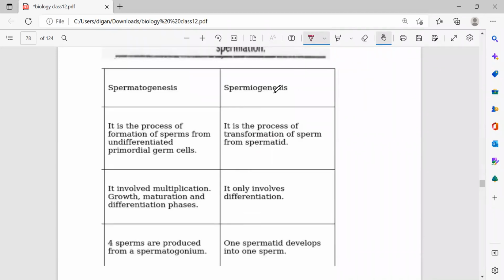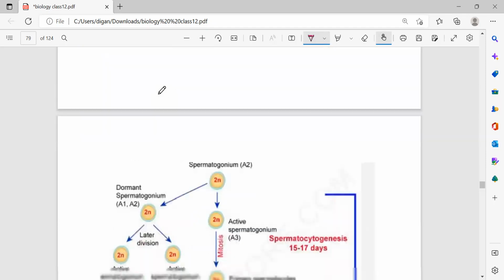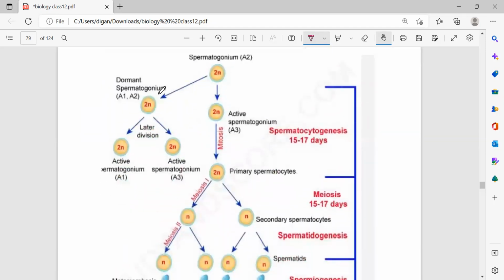Next, spermatogenesis and spermiogenesis. Spermatogenesis means the whole process through which sperm is produced. Spermiogenesis is the last step of spermatogenesis: sperms are produced in spermatogenesis, and in spermiogenesis the spermatids are developed into sperm. Means spermiogenesis is a part of spermatogenesis. Now come to the structure of spermatogenesis.